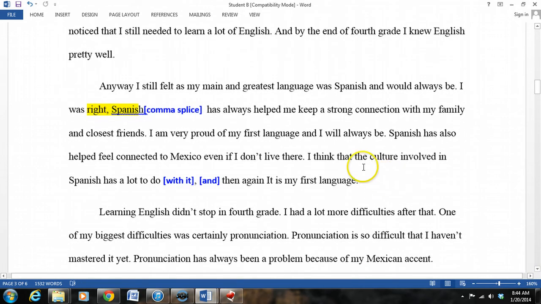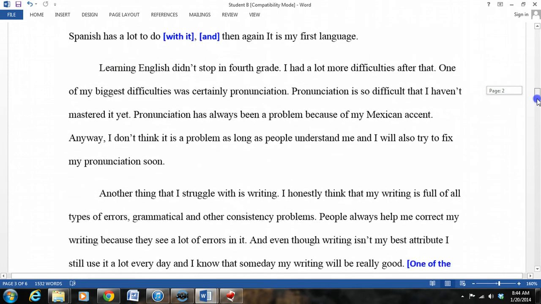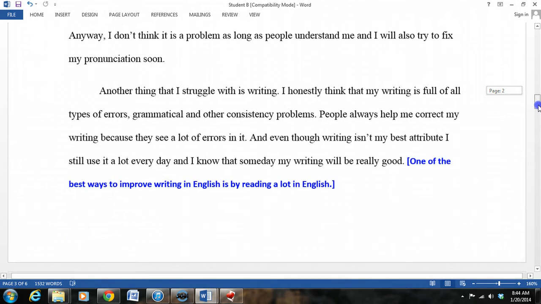Here the student wrote, "I think that the culture involved in Spanish has a lot to do, and then again, it is my first language." You can see that's just messed up. And this is, I inserted what the student meant to write but didn't write. You have to include it. This is your paper, it's not mine. You need to edit and correct your own paper.